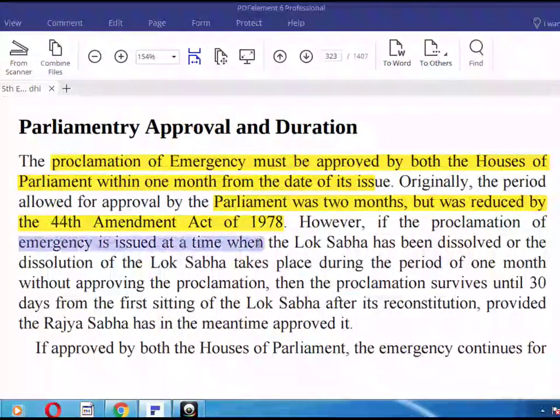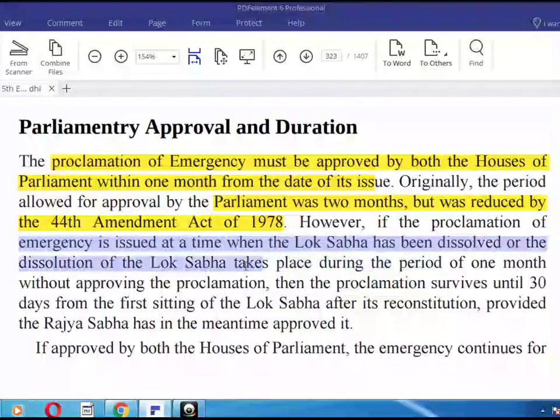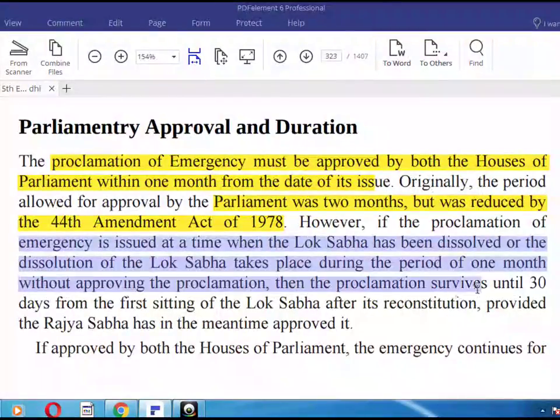However, if the emergency is issued at a time when the Lok Sabha has been dissolved, or the dissolution of the Lok Sabha takes place during the period of 1 month without approving the proclamation, then the proclamation survives until 30 days from the first sitting of the Lok Sabha after its reconstitution, provided the Rajya Sabha has in the meantime approved it.